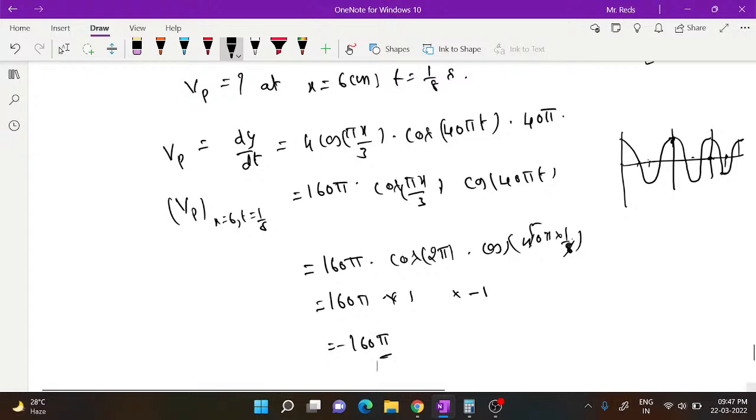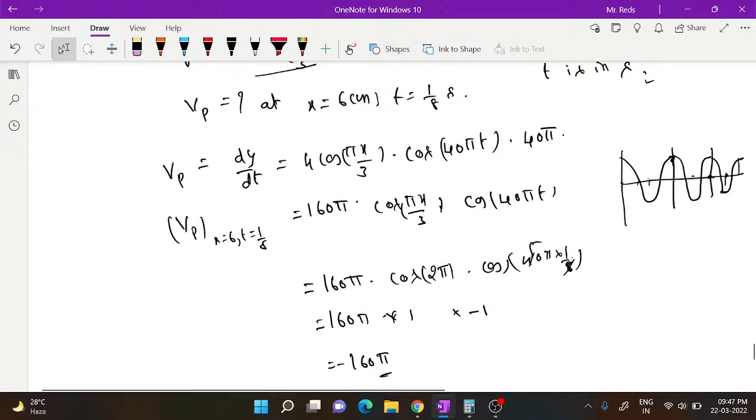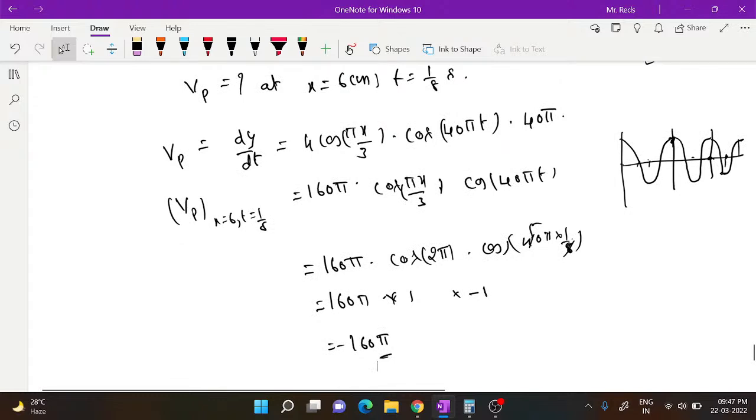Velocity of the particle only, right? Velocity of the medium particle is dy by dt. Wave velocity is dx by dt. Yes. Velocity of medium particle.